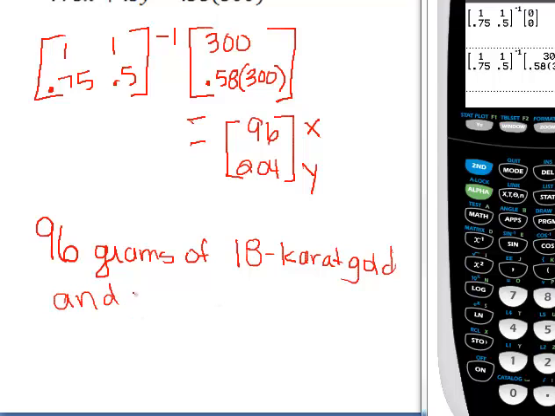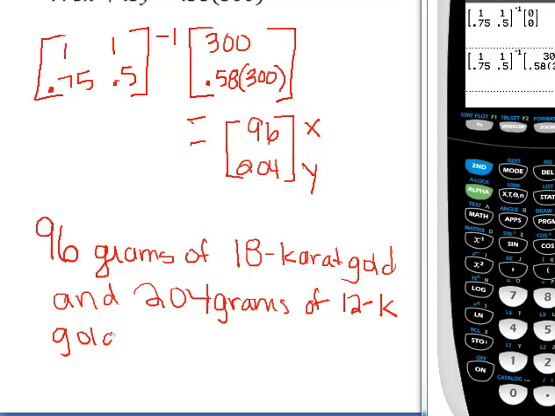and 204 grams of the 12 karat, so just to save time, I'm going to put 12K gold. And you always want to make a complete sentence, so are needed. And I'm just going to stop there. So that's the answer to your problem.